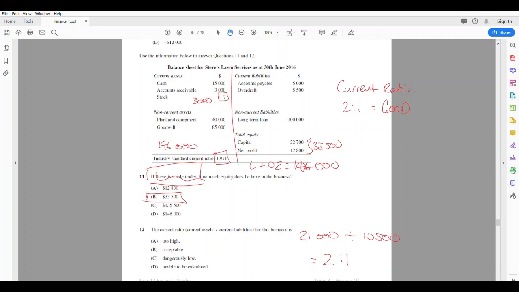Okay, we have 2. So we know our good rate is 2 to 1. We know our industry standard is 1.9 to 1. Is that too high? No. Anything that's too high is probably 4 to 1, or anything more than 3.5. Anything lower is less than 1 to 1, and that's bad. So it's not too high, it's not dangerously low, and I've just calculated, so it's B. It's a very acceptable rate being 2 to 1. That's what we want.